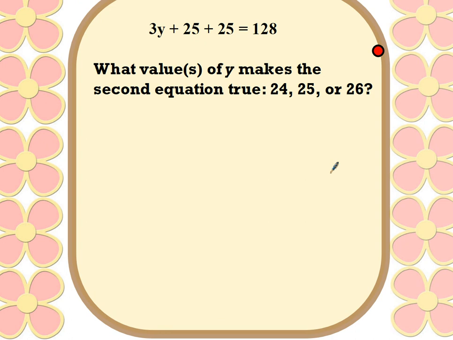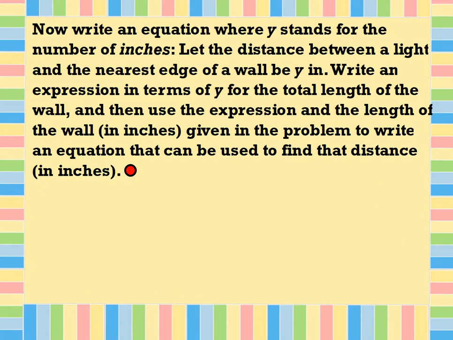Let's go and look at, maybe I skipped something. It says, what values of y makes the second equation true? Our second equation. And what that was, let me show you. It says, let the distance between the light and the nearest edge of the wall be y. Write an expression in terms of y for the total length of the wall.